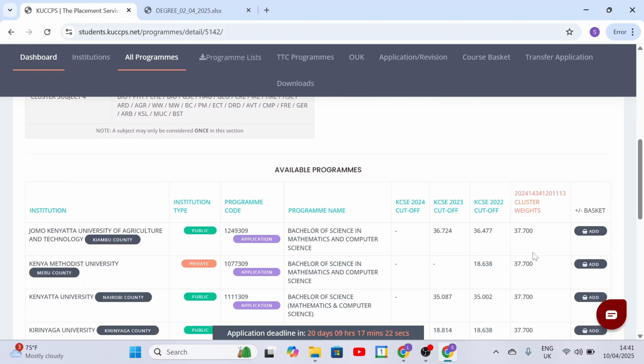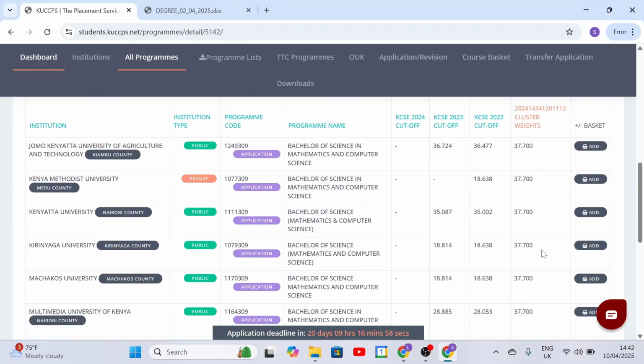Do I qualify? Let's see. In JKUAT, I have a cluster of 37. JKUAT cut off people in 2023 with 36 and 36.4 in 2022. That means that I actually qualify for this course. Not really qualifying, but I'm competitive because I have already qualified. It's just a question of whether you are competitive or not. So in this case, I'm actually competitive, right? So I can go on and add that to my basket, right? That is good. So I've already added it.